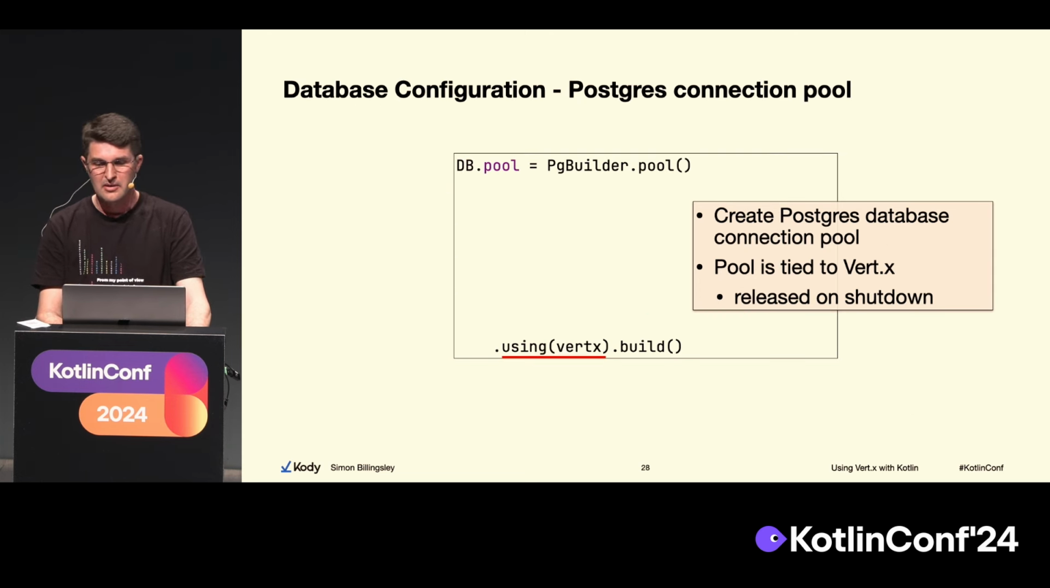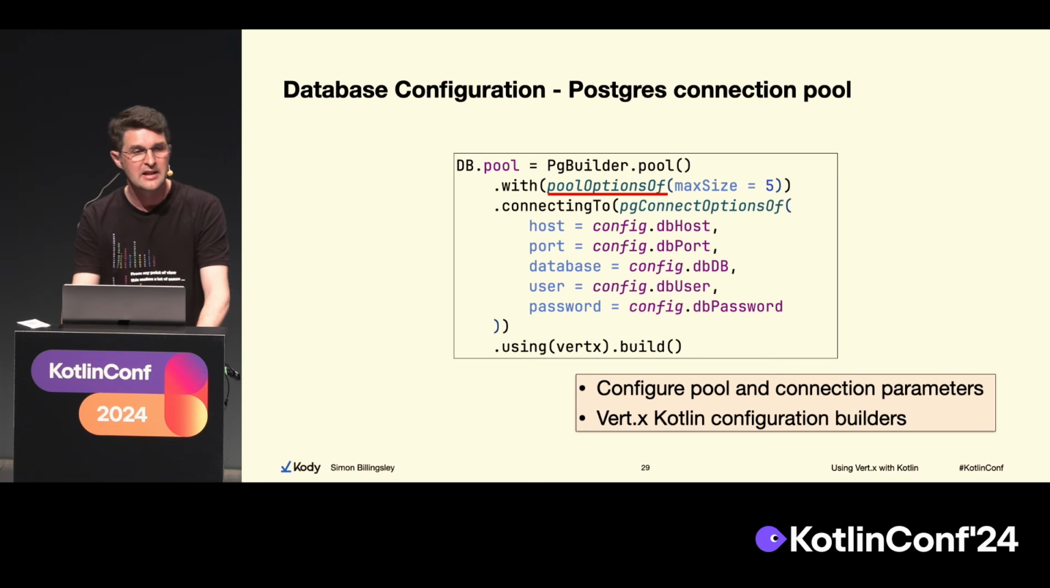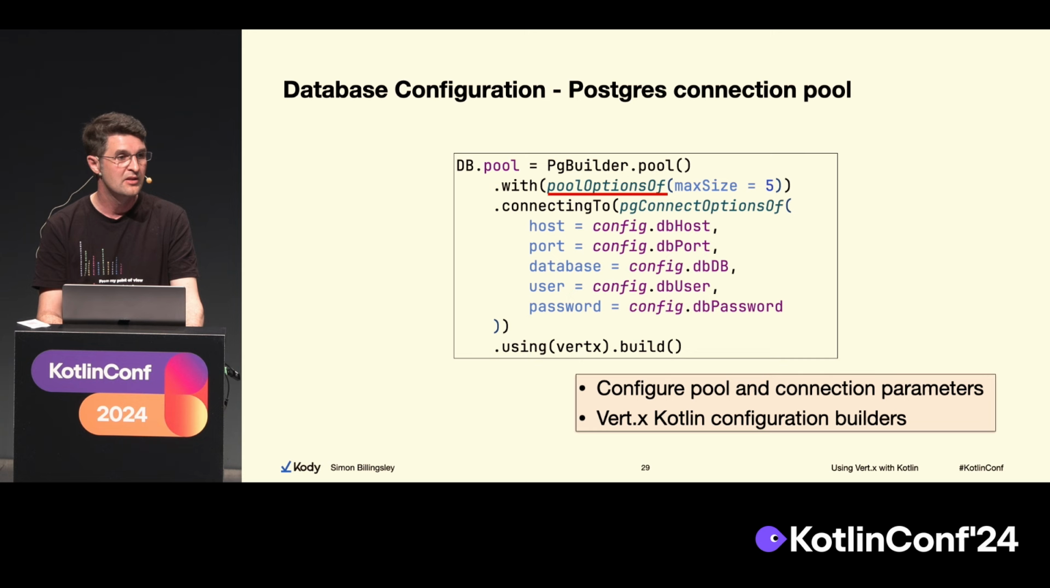So this is the database. One of the cool things about Vertx is that it not only handles web and gRPC, it also does database connections and other messaging system connections. So here I'm using the Postgres database connection builder to build up the connection pool. The connection pool is tied to Vertx, and it's automatically released when the application is shut down. So the Kotlin builders make it really easy to configure the different parameters that are needed to connect to the database. And you can see that it's very Kotlin idiomatic.